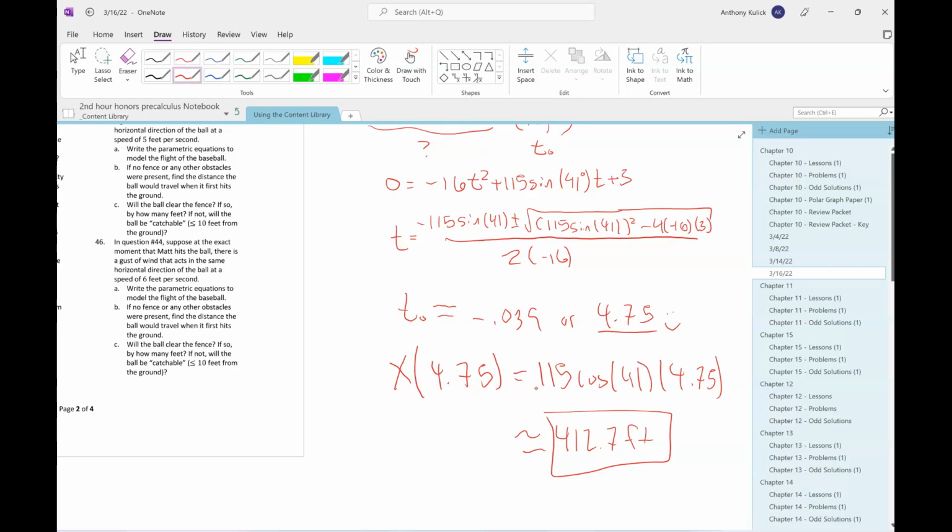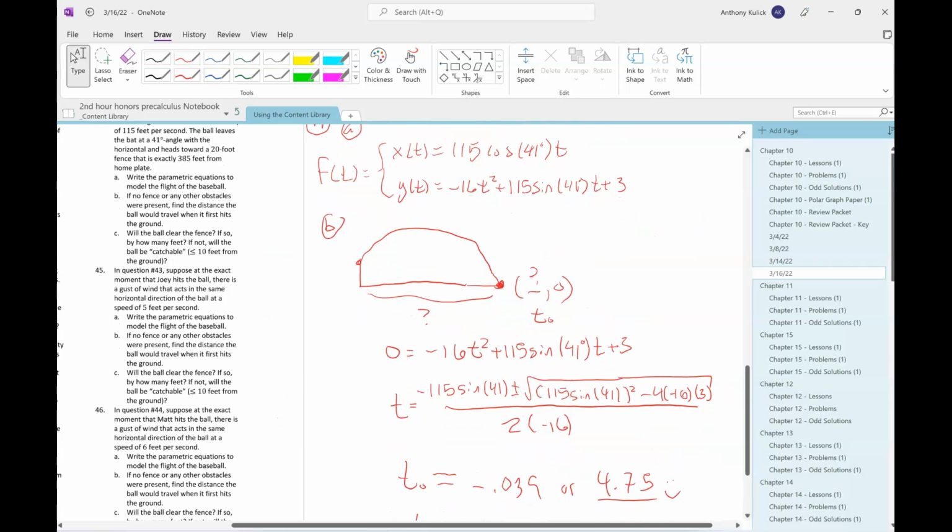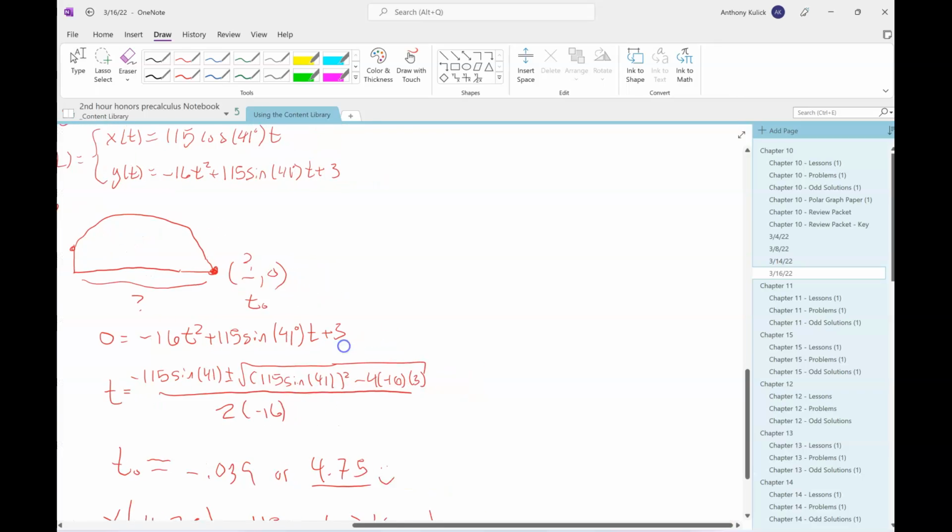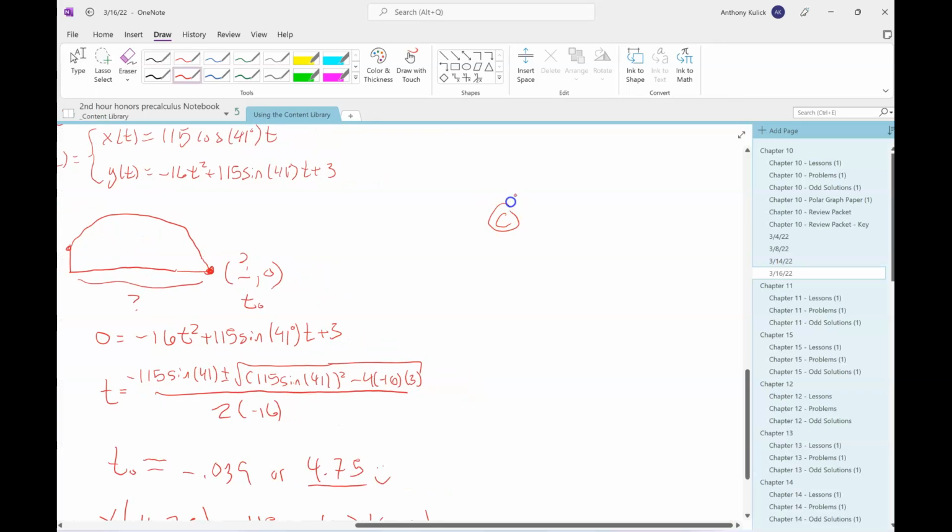Okay, and then part C says, will the ball clear the fence? If so, by how many feet? If not, will the ball be catchable, i.e. is it less than 10 feet? Because that's probably about as high as a reasonably athletic baseball person could jump.